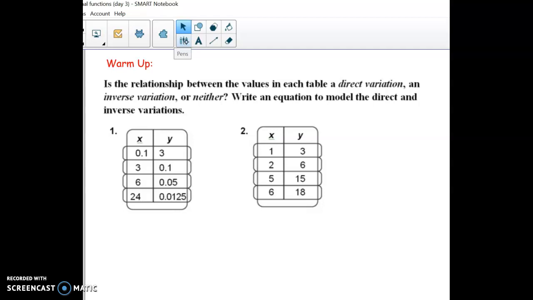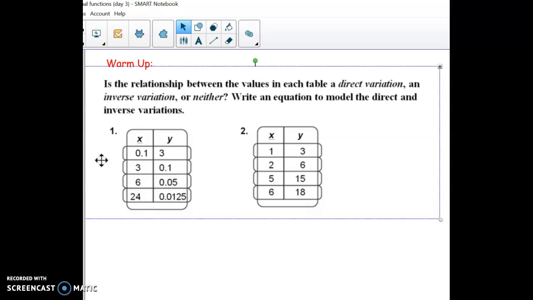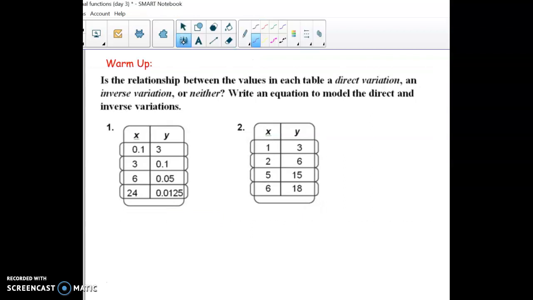Before we get going, I just want to do a review. Usually on the test, these direct or inverse variations kind of trip students up. So see if you can figure out which variation it is: direct, inverse, or neither. And then if it is a direct or inverse, see if you can get the right equation for it.